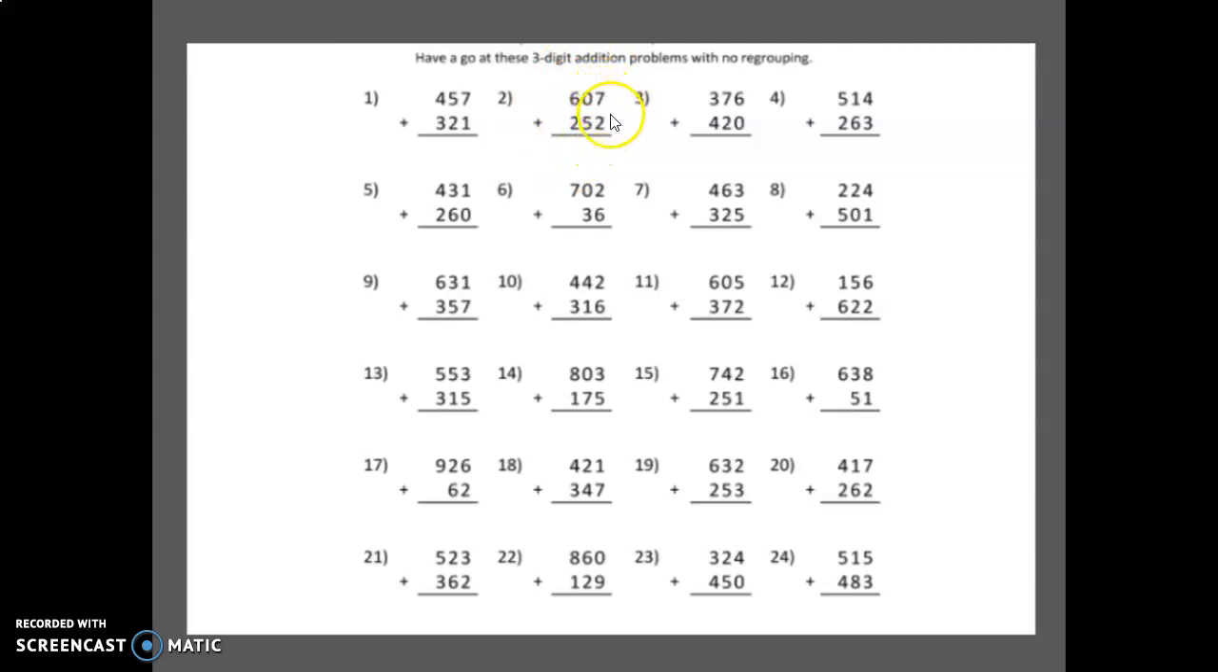So 7 plus 2 is 9. 0 plus 5 is 5. 6 plus 2 is 8. So 859, that's your answer.